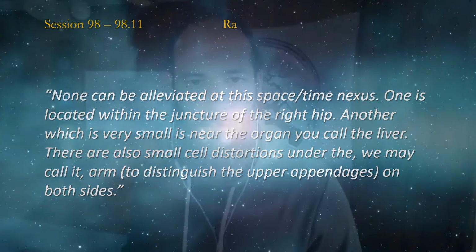So the cat Gandalf had another one on the right hip, then near the liver, which is interesting because of anger being reflected in the liver. And there were two under the front legs, right? Ra says arm. That's funny. Still, that's what they meant.